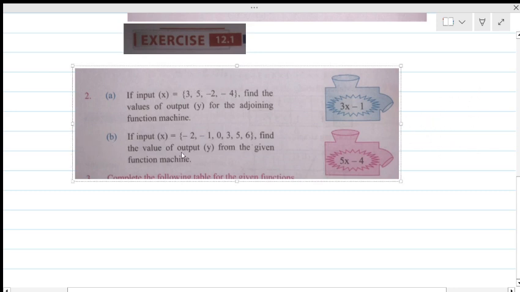Okay, so number 3 now. Let's see what's in 3. In number 3, we have to complete the table. Complete the following table for the given functions. Here I have picked A, where y equals 2x minus 1. In the upper row, the values given are of x. So x is given and y we have to find.